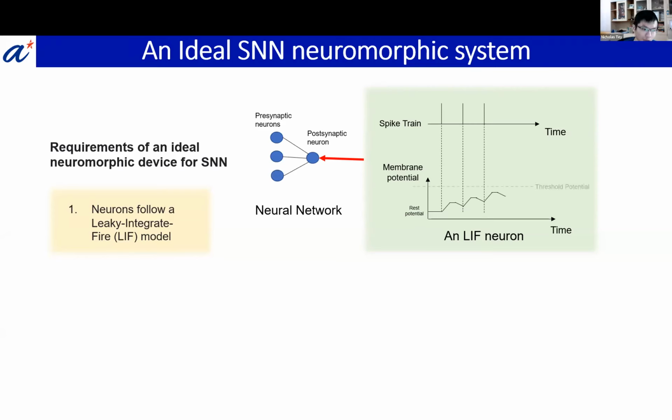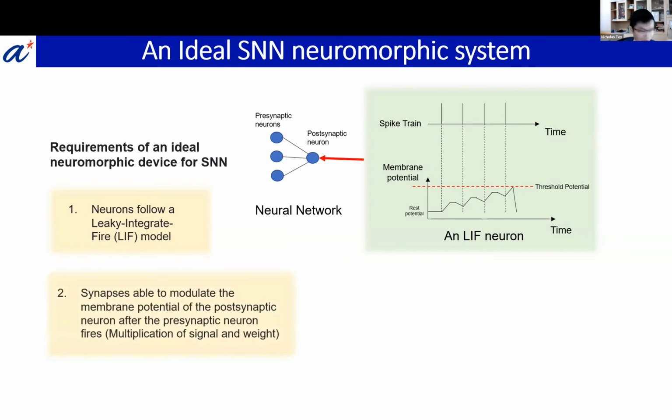And given that the threshold potential of the postsynaptic neuron is represented by the red line, the postsynaptic neuron will fire once it reaches this potential. The postsynaptic membrane potential would then return to its rest potential. So this is the basic mechanism of the leaky integrate fire model. And notice that if there is no input spikes for some time, the membrane potential will decrease, which is a biologically realistic feature.